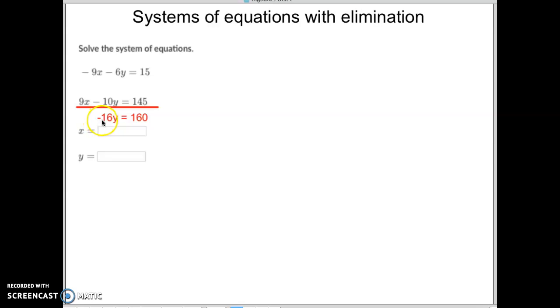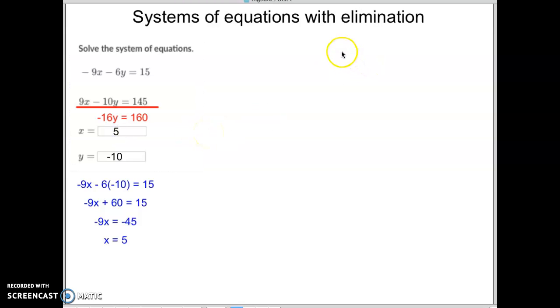As soon as you're down here at negative 16y equals 160, divide both sides by negative 16 and you get y equals negative 10. Pretty simple. Then if we go back to the top equation and plug in what y equals, negative 10, negative 6 times negative 10 is positive 60. We subtract 60 from both sides and we get negative 45. We then divide both sides by negative 9 and we get x equals 5. And there's our second answer.